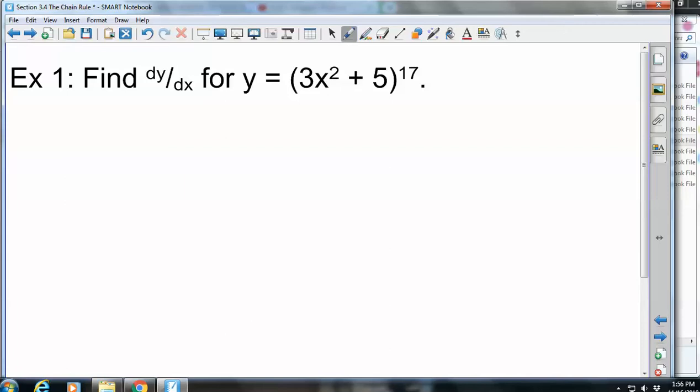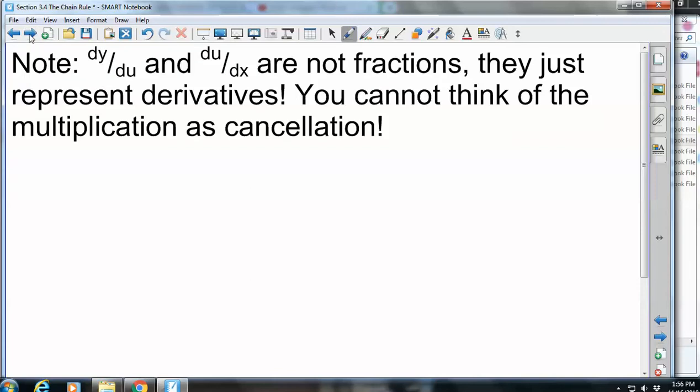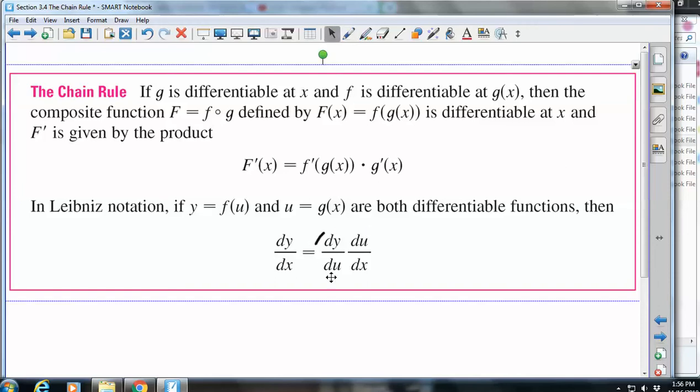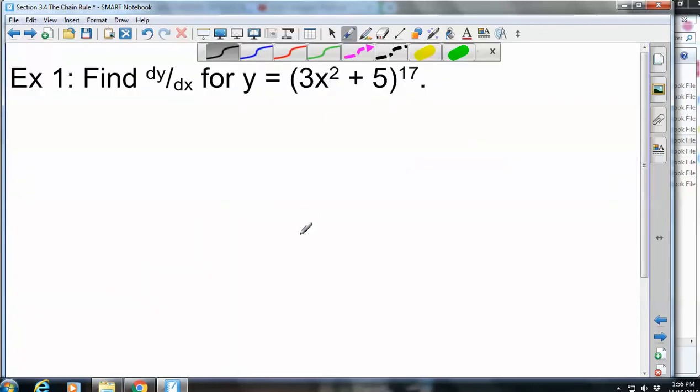I think I already put this on your note slide. You might see dy dx, and a lot of times when you look at the chain rule, it says you're doing dy dx, and that's dy du times du dx. It's really kind of a confusing notation. These are really whole expressions. It's not like you're just canceling those du's. It's just saying you're doing the derivative of the outside in terms of the middle. Then you're doing the derivative of the middle piece. So don't let that notation confuse you.